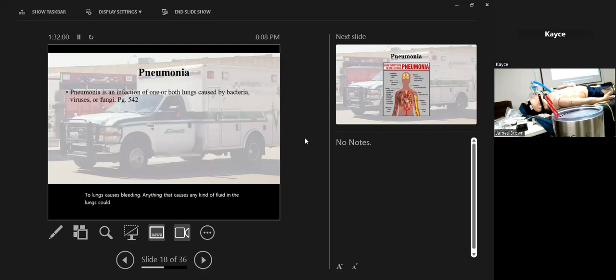All right, pneumonia is an infection of one or both lungs caused by bacteria, virus, or fungi. Does anybody know which of these would be the worst one to get? Virus. Why? Because viral infections can't be killed by antibiotics, that's one reason. How about something else? What can we do with a virus that we can't do with bacteria? Right, the bacteria doesn't live very long outside the body, where viruses do.